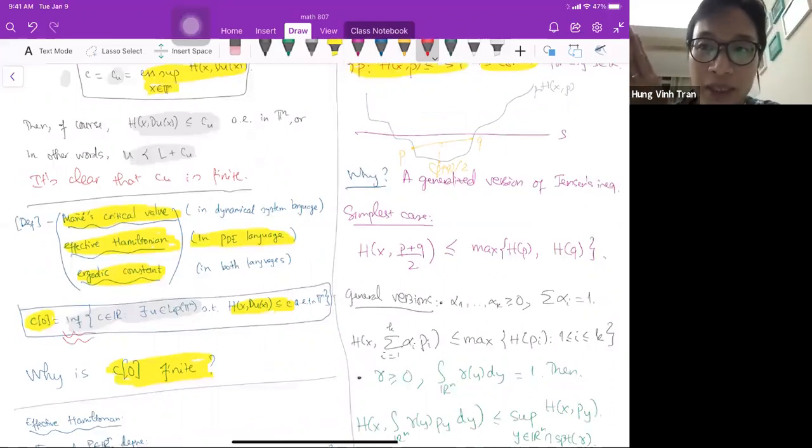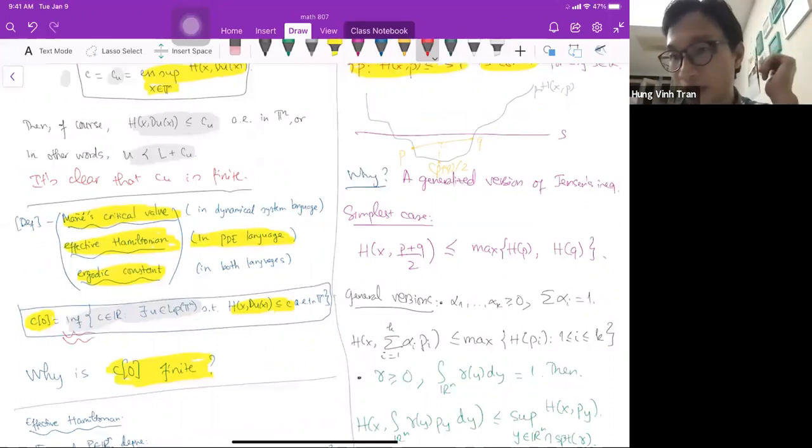But you gotta be careful that it's not minus infinity, right? Why is it not minus infinity? Well, remember that our Hamiltonian h of x, p is superlinear, right? So we always have that h of x, p is greater than or equal to some minus c, for some big C, for all x, p.